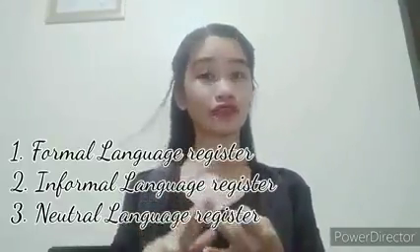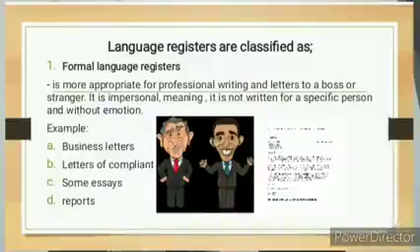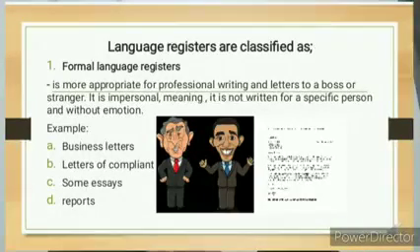So let's proceed to the language registers that are classified into 3: formal language register, informal language register, and neutral language register. First is formal language register. This is more appropriate for professional writing and letters to a boss or a stranger.